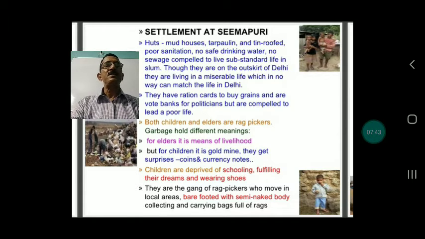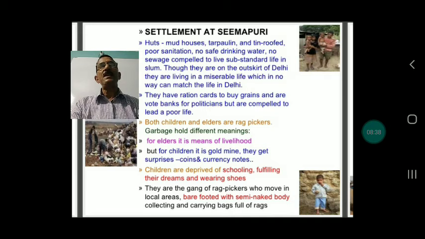Both children and elders have to pick up rags. They get up in the morning, carry a bag on their shoulders and continue walking from one end of the city to another. They have to pick up these rags in their bags so that they can earn some money. For elders, it is a means of livelihood, but for children, it is a gold mine. Why? Because they find some coins and currency notes, and they also like to move from one place to another, filling the bags and selling it.